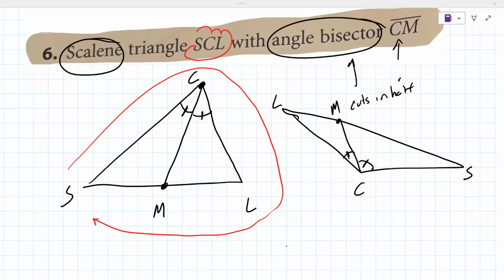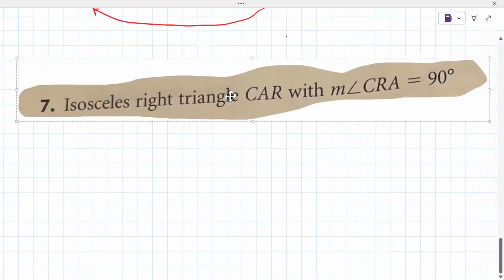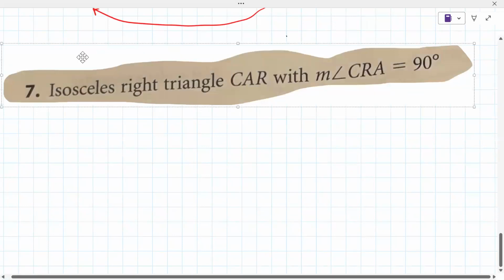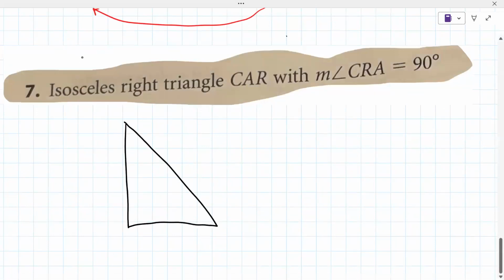Okay. All right, let's look at this right here. Number 7. All right, isosceles right triangle. So you got to start with a right triangle, which means you have to put that little box in there. The little box means it is a right triangle.